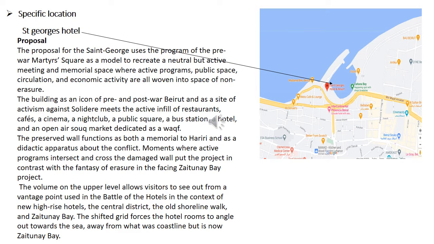Here we go, specific location, St. George Hotel, which is located in the heart of Beirut. St. George Hotel, surrounded by the Mediterranean Sea and Zaytuna Bay with many chains of fancy restaurants.